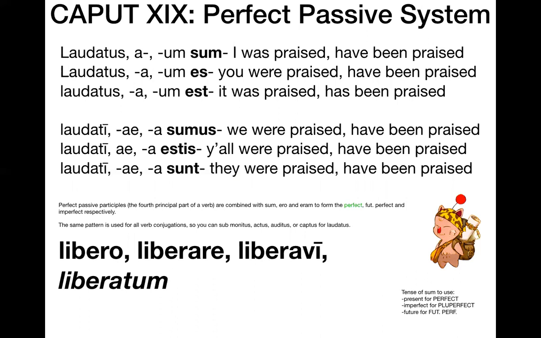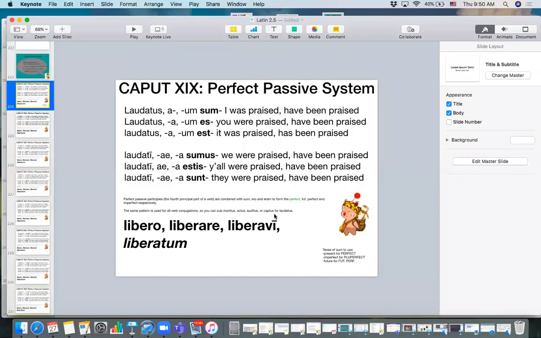Usually, thankfully, the 4th principal part looks pretty much like the first 2 principal parts. We can usually recognize it pretty well. We take that 4th principal part, and it automatically has a second declension ending, and that's the ending. And we can add any kind of ending we need because these are going to agree in case, number, and gender with the noun that they are agreeing with. And then we add it to a form of sum, esse.